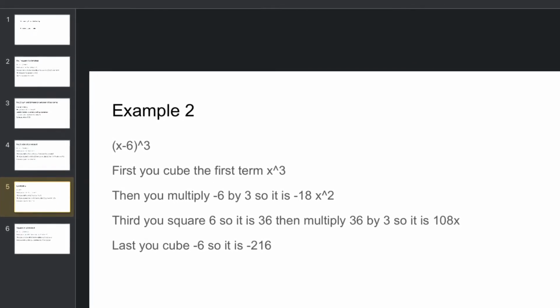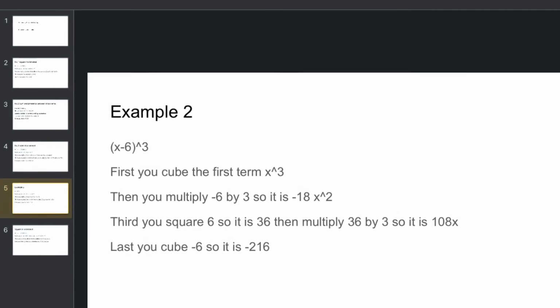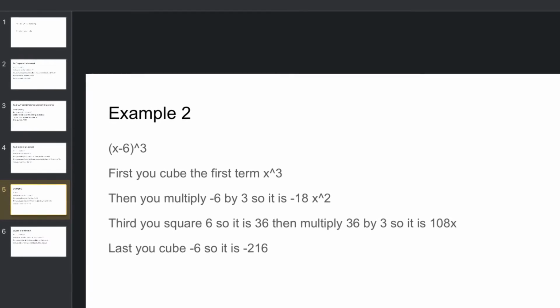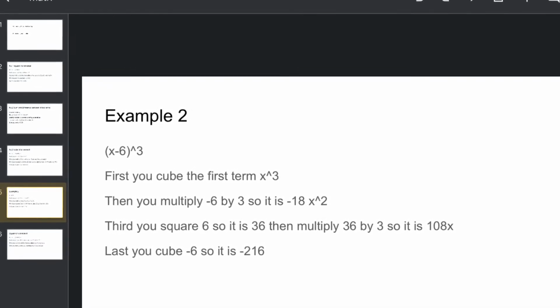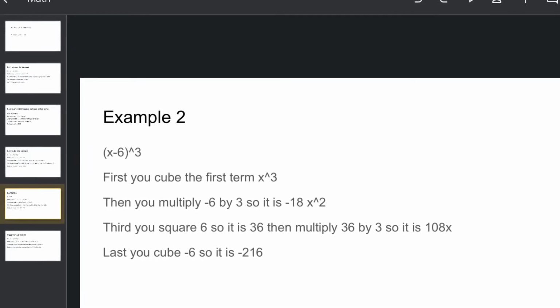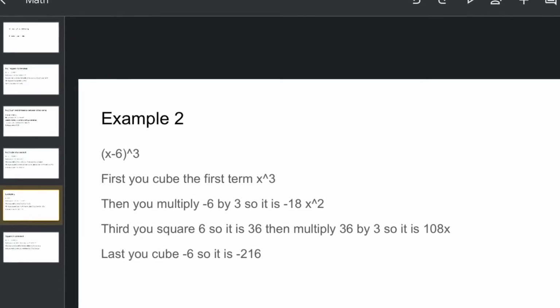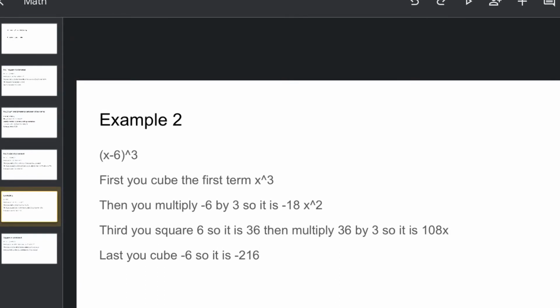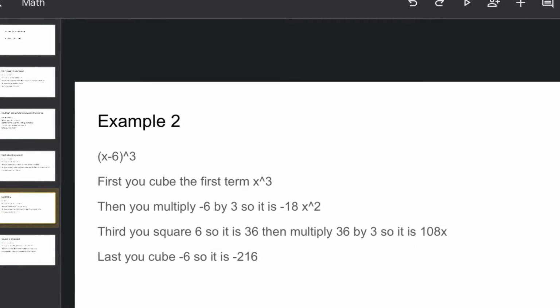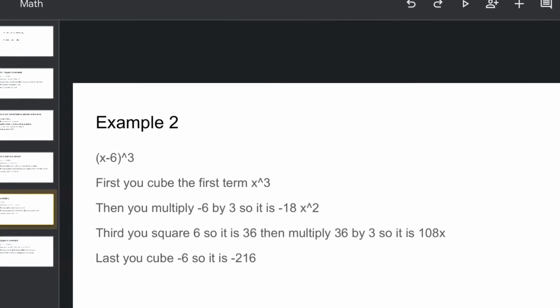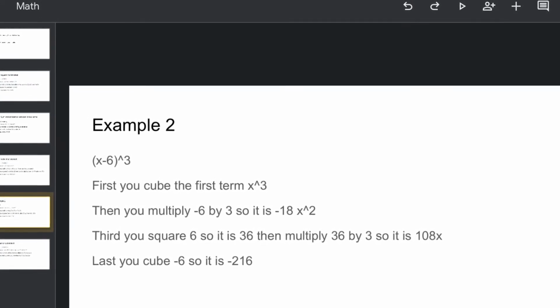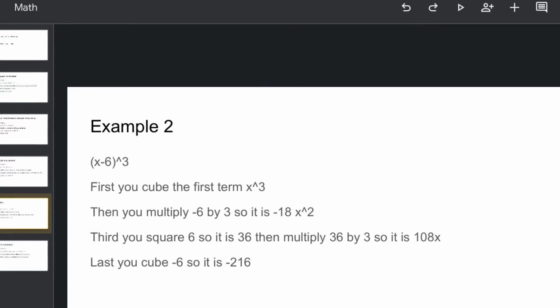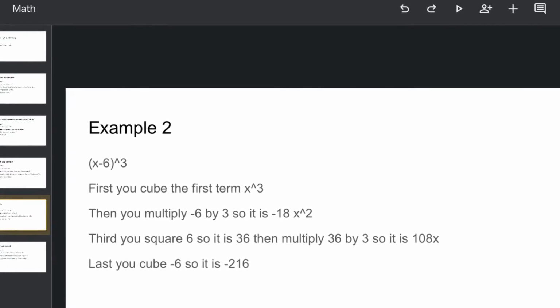There's also a second example, when you subtract x, not adding it like the one just now. First you cube the first term, like the first one too, so it becomes x cubed. Then you multiply minus 6 by 3, which becomes minus 18, and you should also add the x squared that we just did, which becomes minus 18x squared.